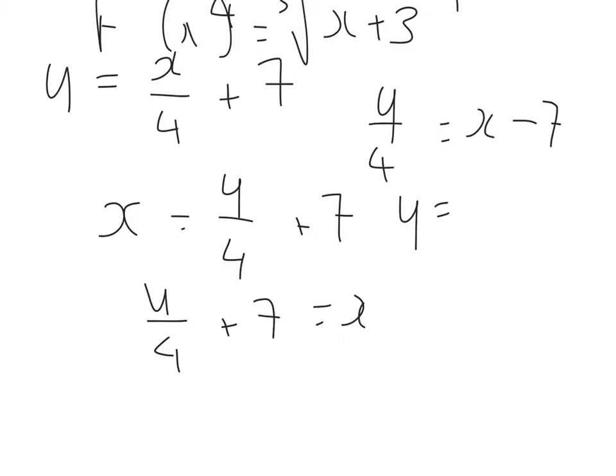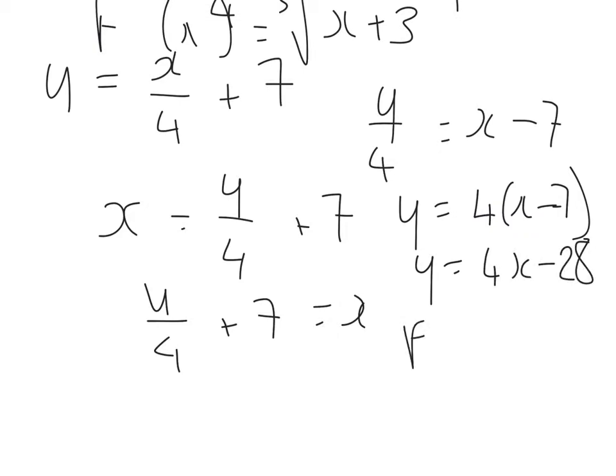And y is equal to 4 bracket x minus 7, which I can then expand out: 4x minus 28. And rewrite with functional notation. f to the minus 1 of x equals 4x minus 28.